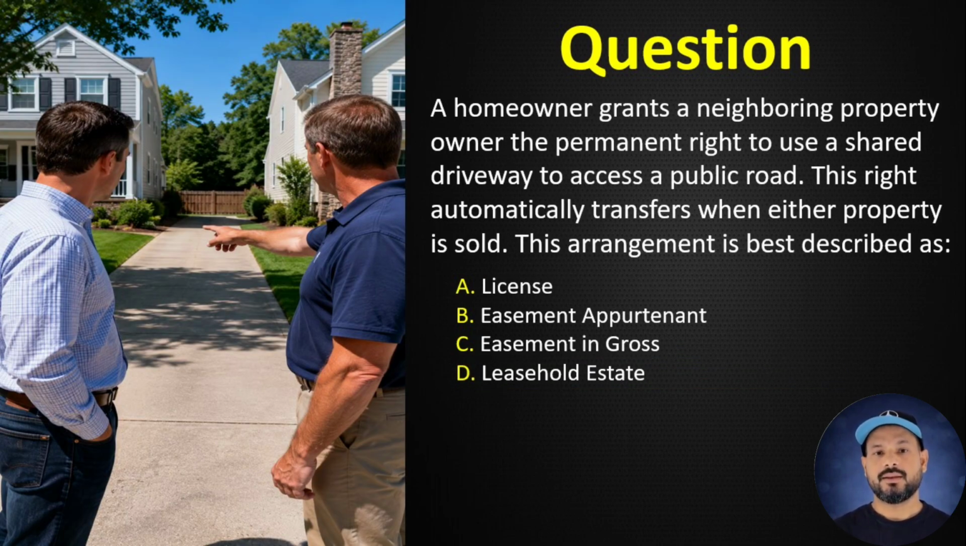Question number 31. A homeowner grants a neighboring property owner the permanent right to use a shared driveway to access a public road. This right automatically transfers when either property is sold. This arrangement is best described as: A. License, B. Easement appurtenant, C. Easement in gross, D. Leasehold estate. Correct answer B. Easement appurtenant. An easement appurtenant benefits a neighboring parcel and generally transfers with the land.